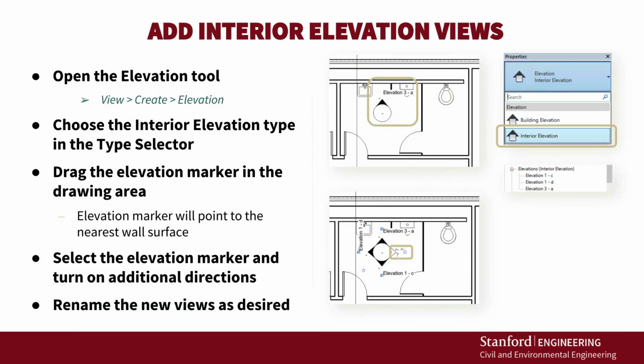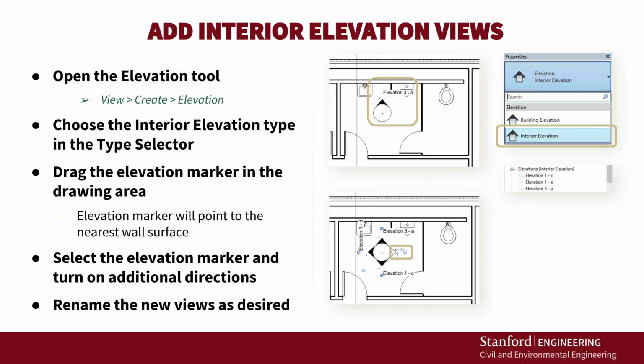You can also add new interior elevation views in a similar way. Again, open the Elevation tool under the View tab in the Create section, but this time choose the interior elevation type in the Type selector. Drag the elevation marker in the drawing area, and again, the elevation marker will point to the nearest wall surface, then click to place the elevation marker.